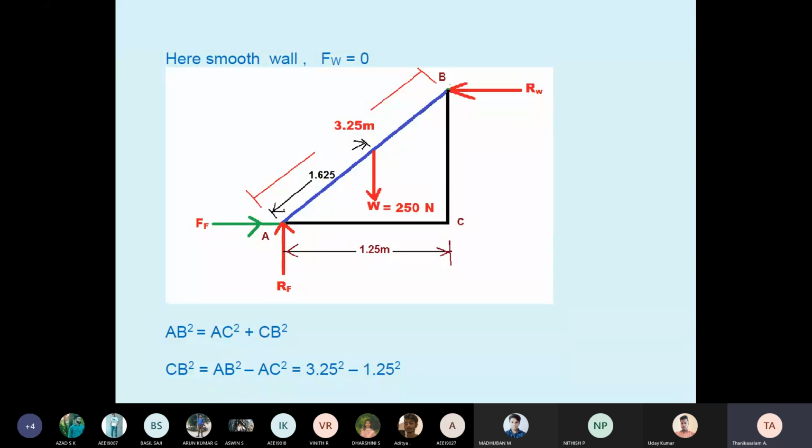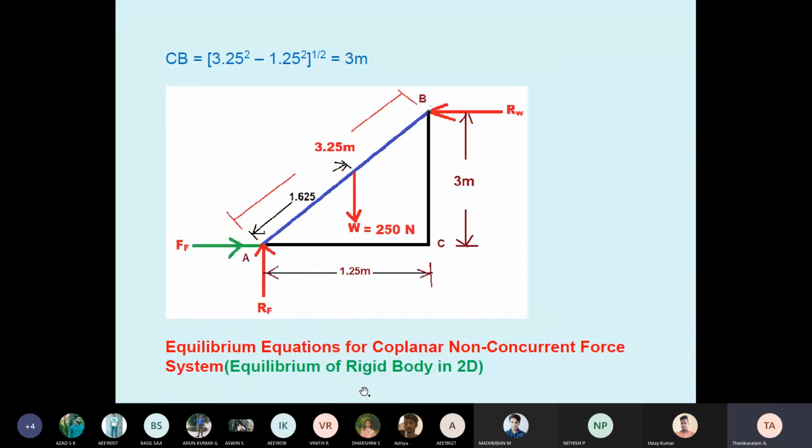Okay. So here the horizontal distance is given in the question, AC 1.25 meter. So we want the BC, CB distance. So this is the Pythagoras theorem, no? We know the Pythagoras theorem for a right angle triangle. The hypotenuse side AB squared equals the adjacent side AC squared plus the vertical side CB squared. So I want CB. I have taken it to the left side, the other things to the right side. Therefore CB squared equals AB squared minus AC squared. So AB squared is 3.25 squared, AC squared is 1.25 squared. Then take the square root. CB equals 3 meter. See here, 3 meter.